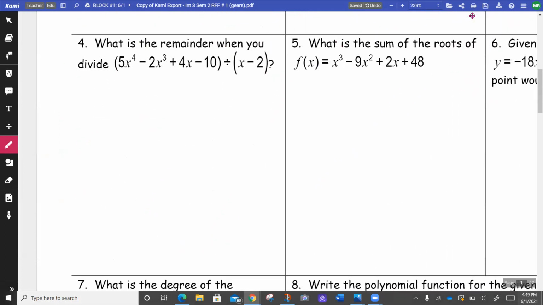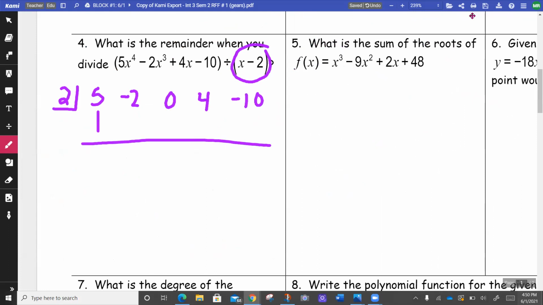What is the remainder when you divide? So you can do long division, but you don't have to do long division. You can do synthetic division. And if this is an x minus 2, you're going to put a 2 in the little box. And you need to make sure we're not missing a term. So I have a 5. I have a -2. I'm missing my x squared, so I'm going to put a 0. And then a 4, and then a -10.